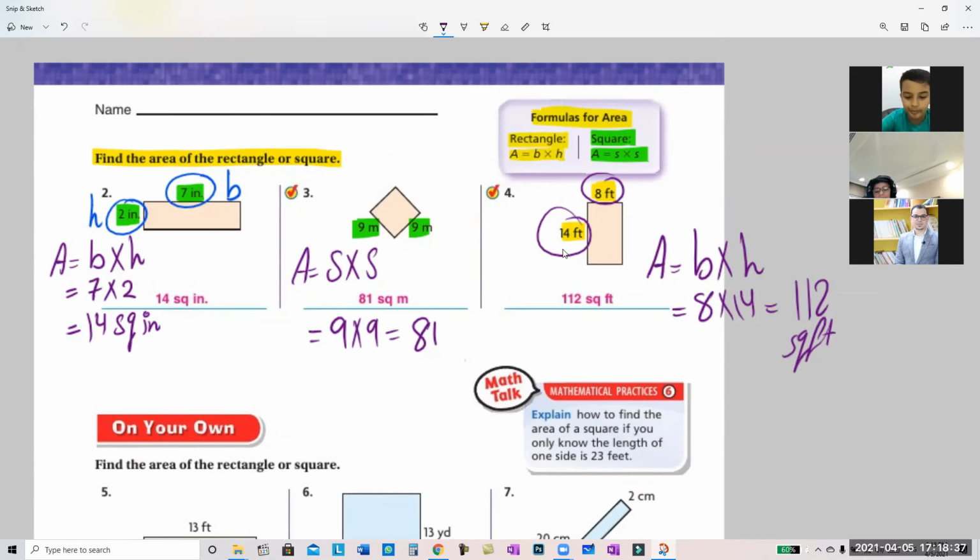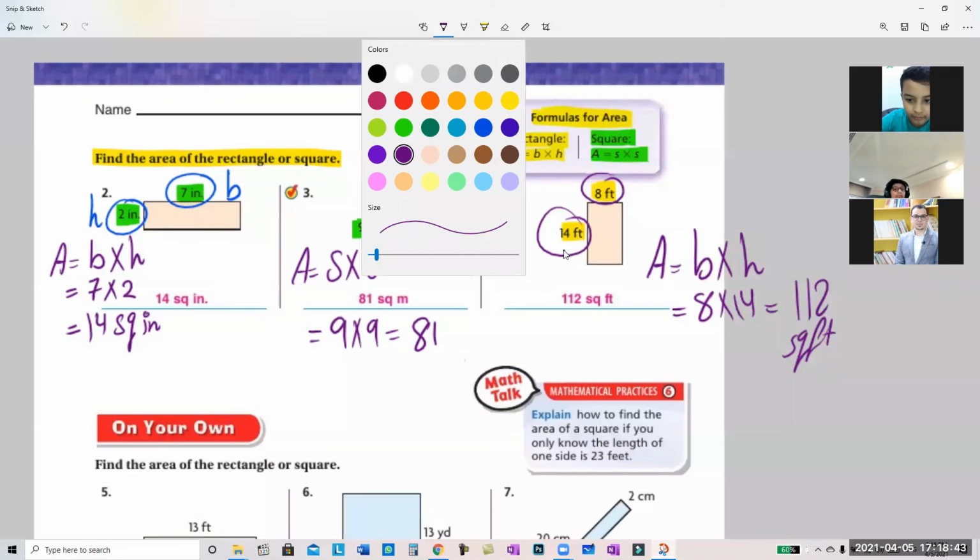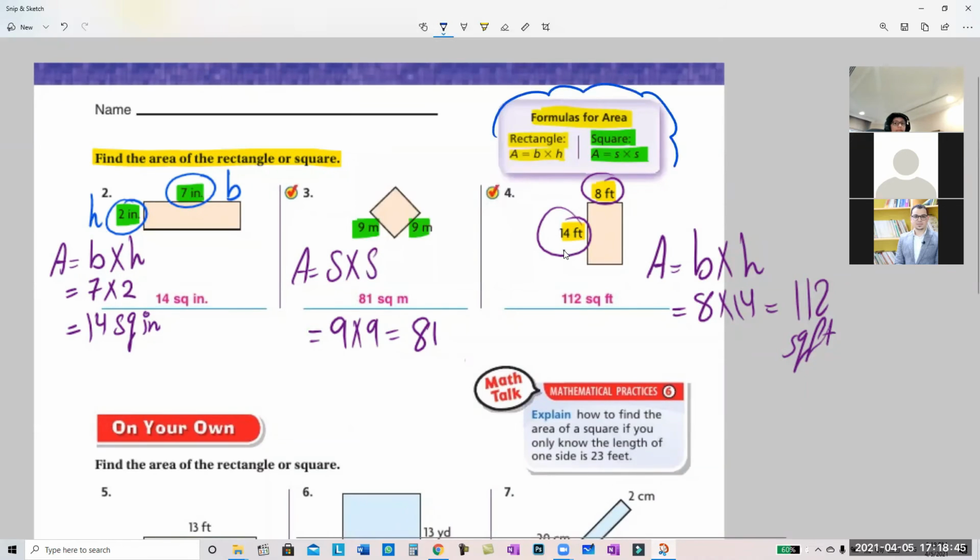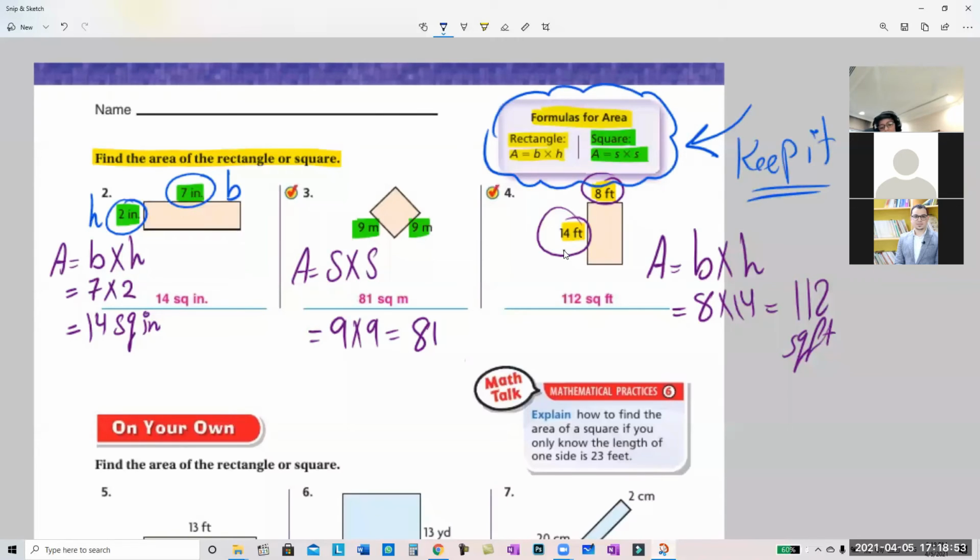Okay, so it's so simple. You have to follow these rules or these formulas. So important. You have to keep these formulas in your mind. It's so important to understand the meaning of area.